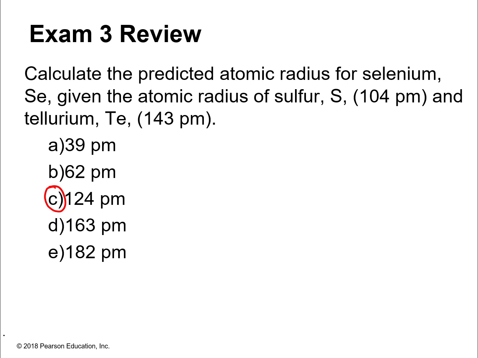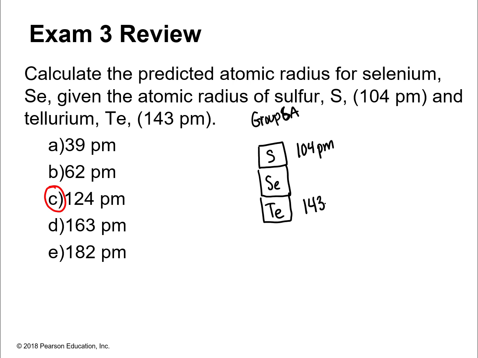Here's why. So if you look at a periodic table, the order of the elements for group 6A, you've got sulfur, then selenium, then tellurium. And we're told the atomic radius for 2 of these elements, and we're trying to guess the one in the middle.